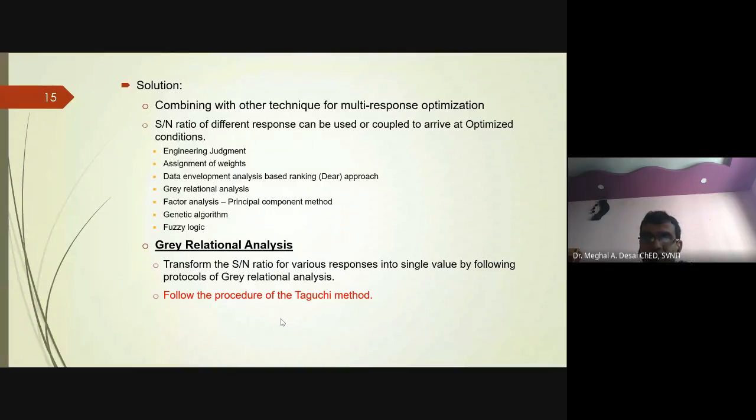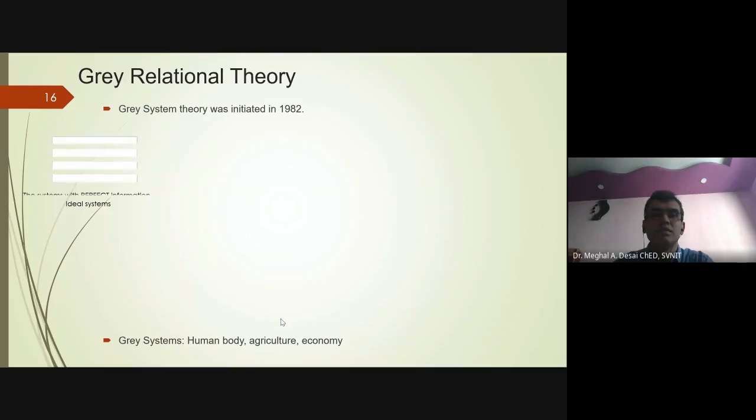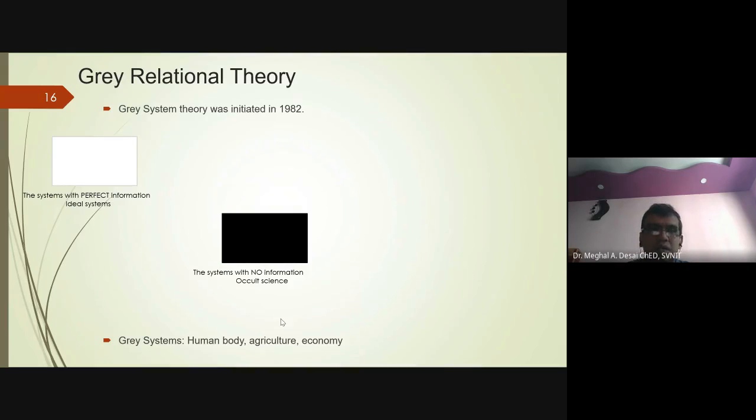How? That we will see. So the theory was initiated in 1982, and when we say gray, that means it is in between pure white, a perfect or ideal system, and a system having no information, like a black box, occult science. So that is, you can see, a real world situation. The best example of gray systems is our human body. I don't know how it will behave. Right? Even with Corona now, I don't know whether I have Corona or not, I myself don't know. So I don't know how my body is behaving.